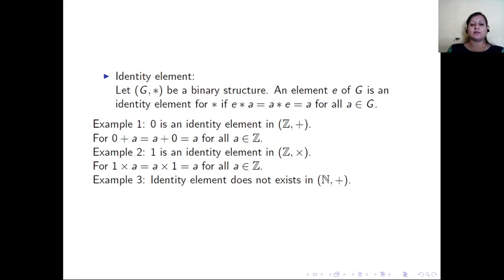Consider the third example. If you consider the binary structure N under addition, identity element does not exist because there is no natural number E which when added with the other natural number A gives the result to be A. In this case that E should be 0, but 0 is not a natural number. 0 does not belong to N. Hence, we can say that identity element does not exist in binary structure N under addition.